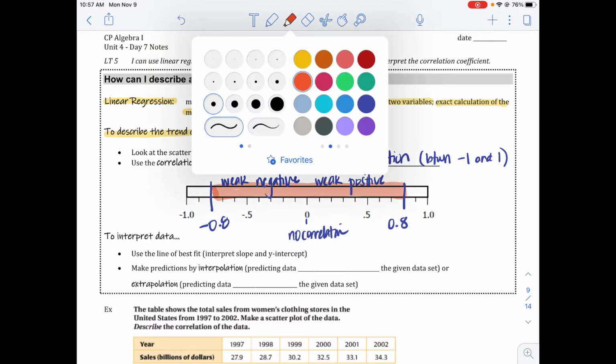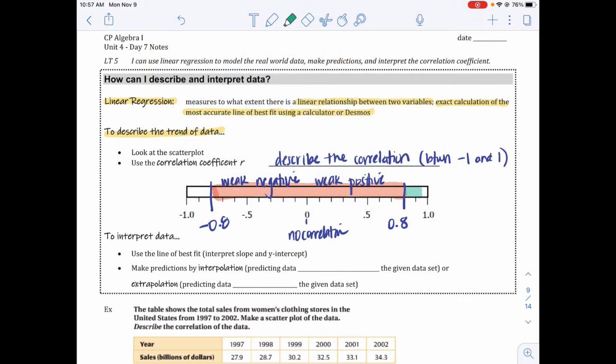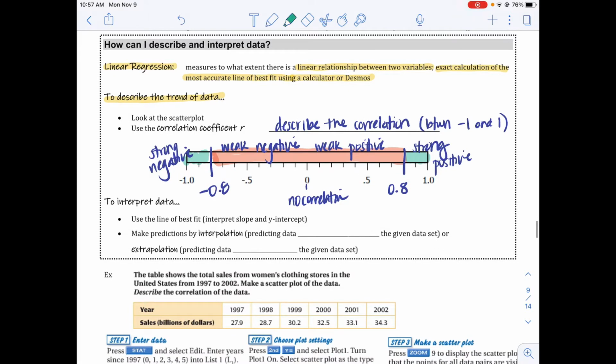Okay, and then anything between 0.8 and 1, or -0.8 and -1, is when we're going to switch over to a strong positive correlation, meaning there's a positive slope, or a strong negative. And this explains to what extent our data is linear. The other thing we're going to do is interpret data. To interpret data, we're going to use our line of best fit, which again, we're going to show you how to do.